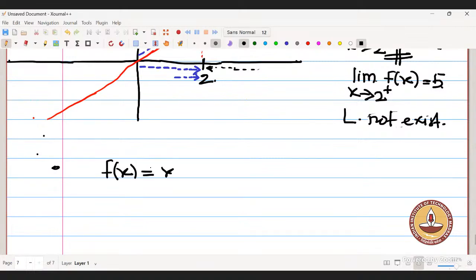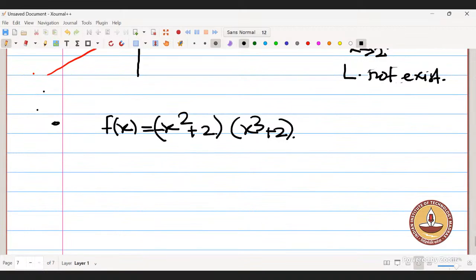Just a minute. Your f of x is x squared minus x squared plus 2, into x cubed plus 3, right? Yes, sir. So you need to find the limit, right? The limit is given, sir. Limit of f of x as x tends to 1. So we can just put 1 in place of x and get the value, because it is not going to be some infinite undefined number.